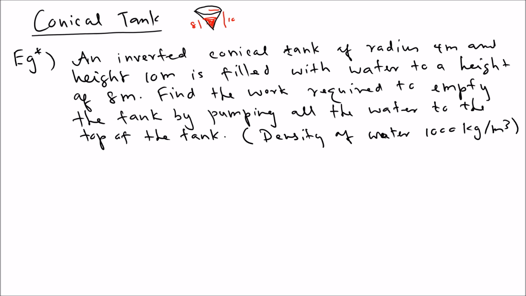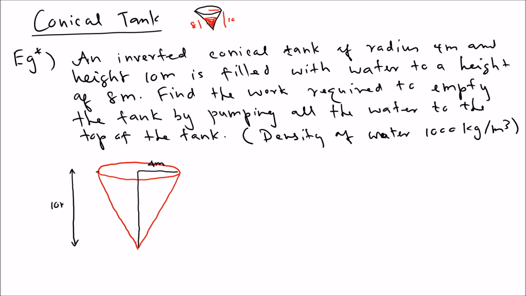So let's start by drawing it in detail. You know what we have, because that's definitely going to help you. Okay, so let's draw it. This is the cone. This is the radius, so this is 4 meters. And then we have the height. So the height is 10 meters.